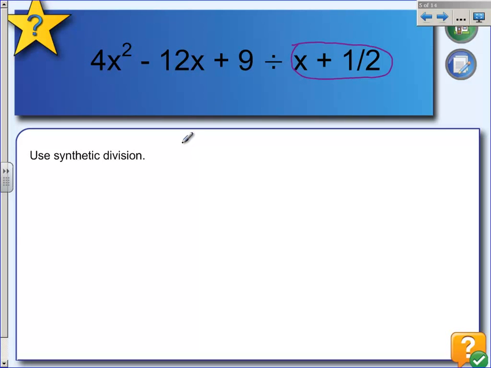So now the whole trick to synthetic division is you take your divisor and you set it equal to 0, and that gives you a value for x. And this is going to be a value that I'm going to put in a little box.